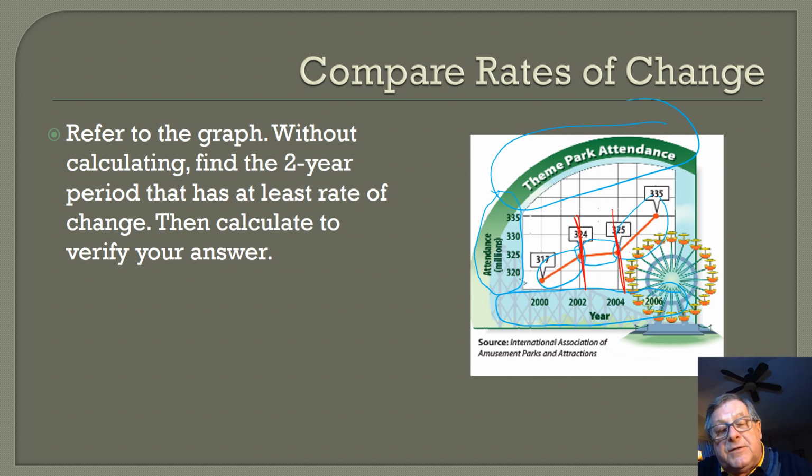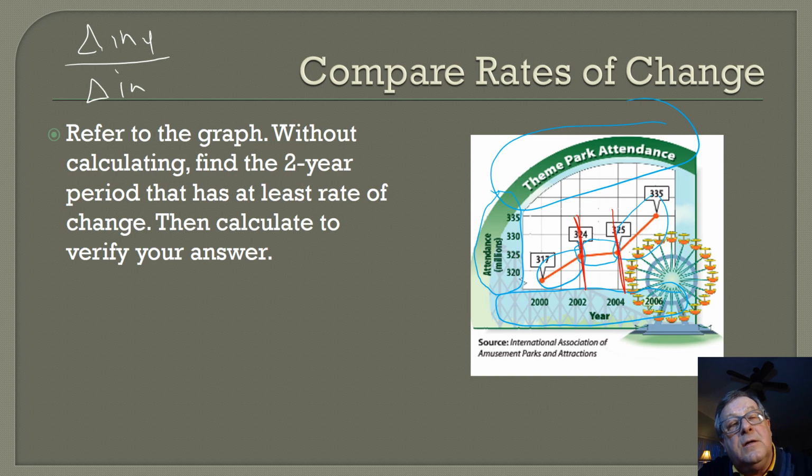Now, we're asked to verify our answer. And when we do, we're going to do a rate of change. And remember, the rate of change is the change in y over the change in x. And the little delta, Greek delta symbol, looks like a triangle. It indicates change. And so let's do this.